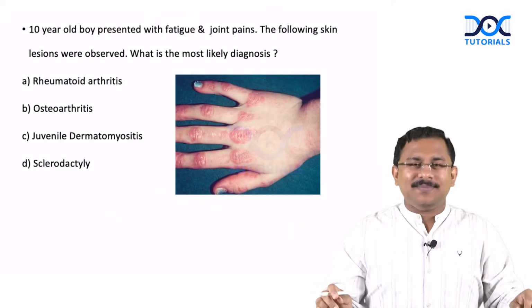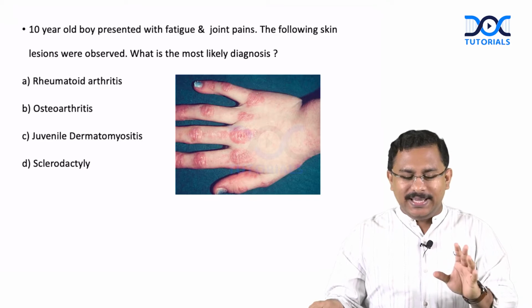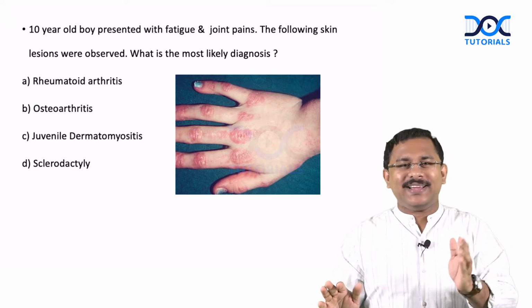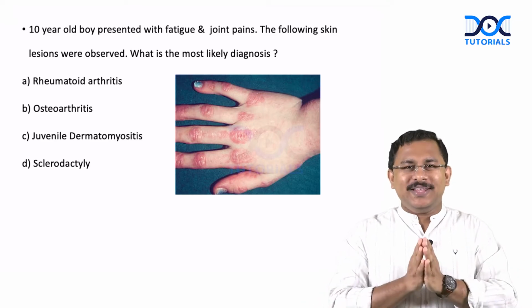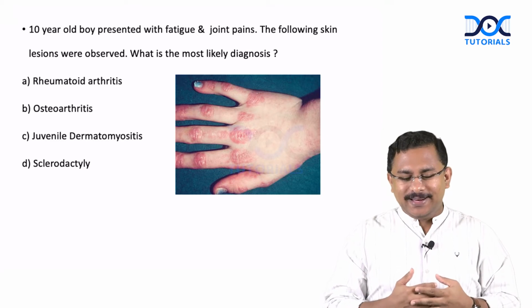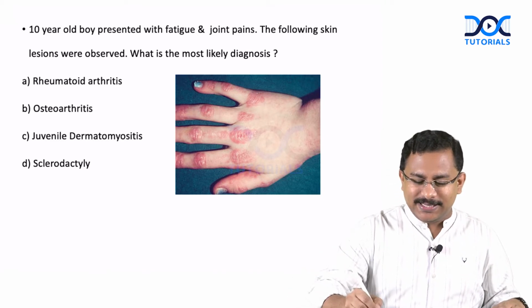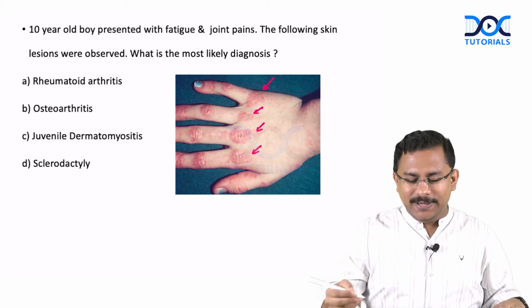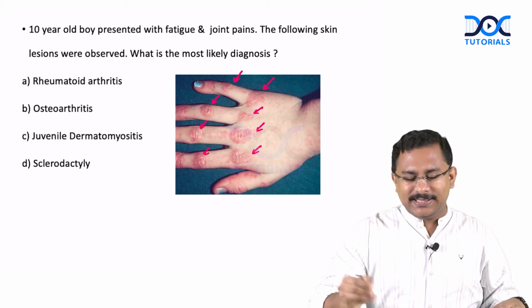Next question, again a relatively simple one. A 10-year-old boy presents with fatigue and joint pains. The following skin lesions were observed. What is the most likely diagnosis? They have shown the image of the dorsal aspect of the hand, and you can see erythematous skin lesions, especially in the region of the knuckles, the metacarpophalangeal joints, and also in the region of the interphalangeal joints.